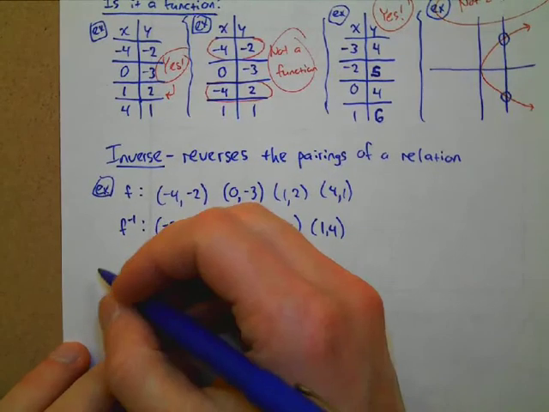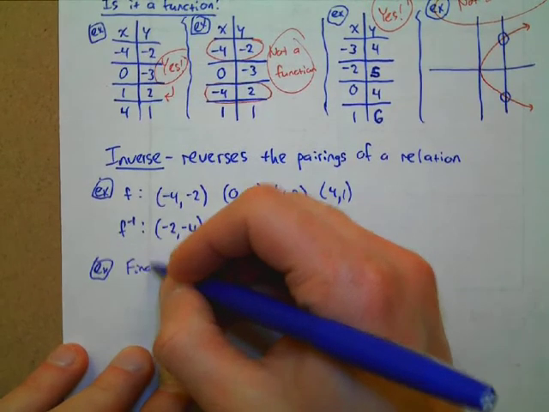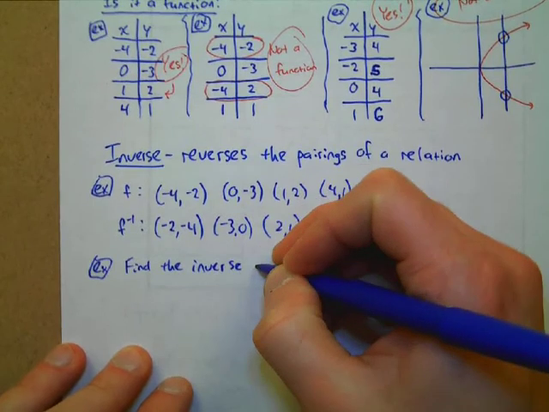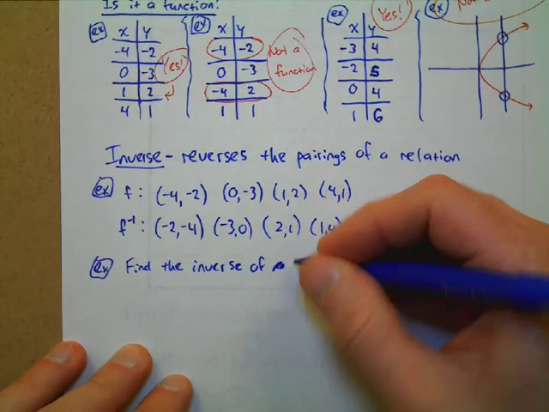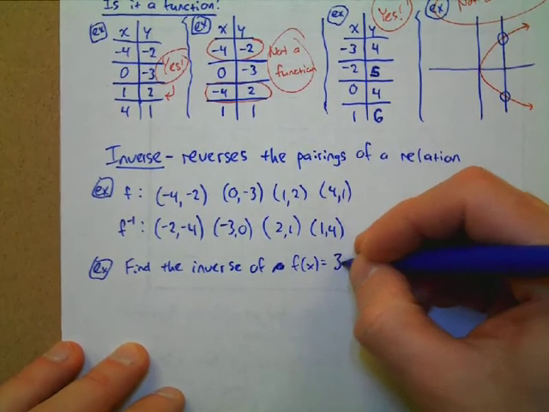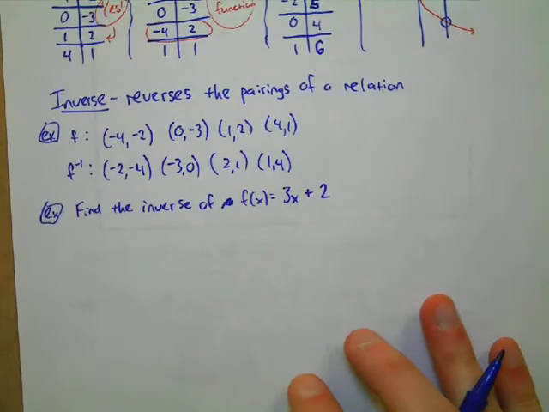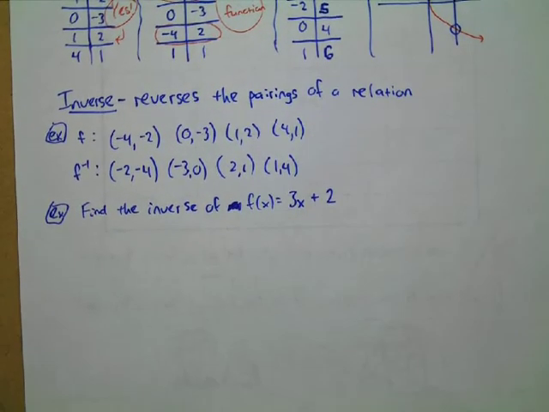Okay, so the other thing we need to be able to do here is to find the inverse of a function rule. I'll do a line here to start out. Again, we'll get more advanced. Okay, so our directions here: find the inverse of f of x equals 3x plus 2.